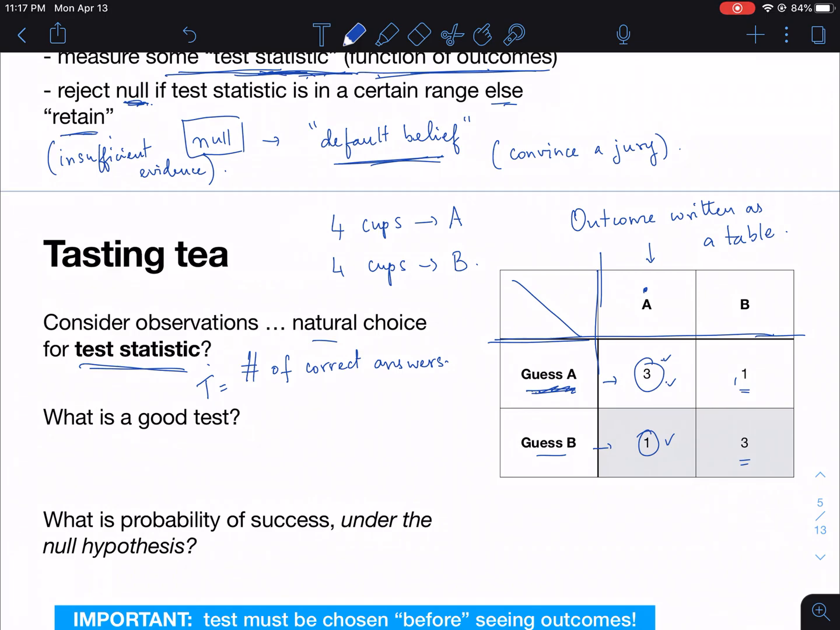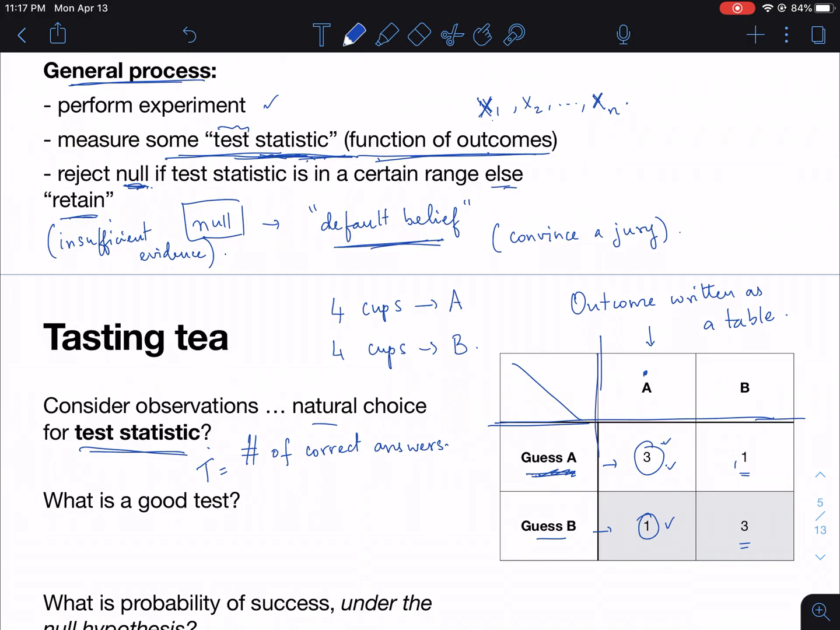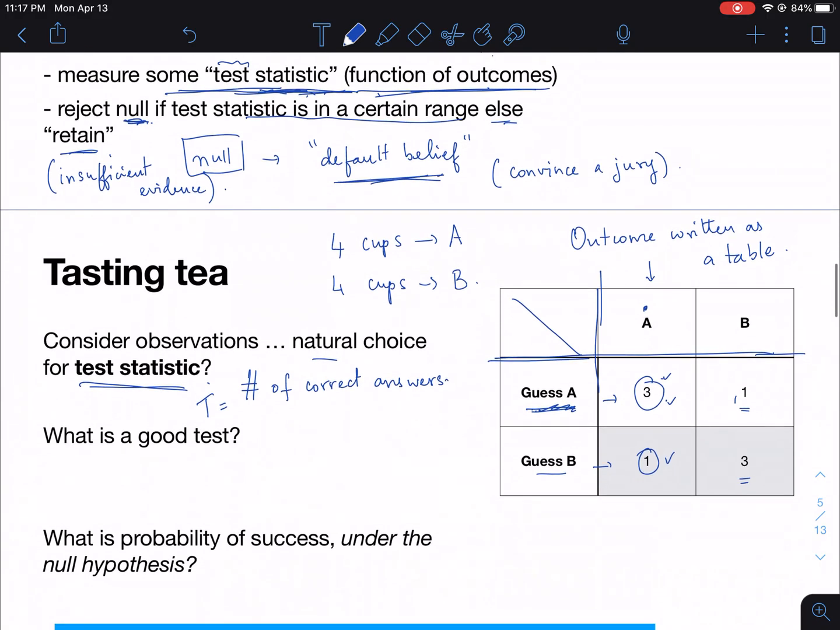Now the question could be, what is a good test? Remember, a test is basically checking if the statistic is in a certain range. So you have to ask yourself, when will I quite likely reject my null hypothesis? My null hypothesis is that this person is just guessing. If she happens to get all 8 answers correct, that is something we would be surprised by, and that's maybe a good reason to reject the null hypothesis that she's just guessing. So t being more than some threshold is when you might want to reject the null hypothesis, and we need to pick this threshold appropriately.